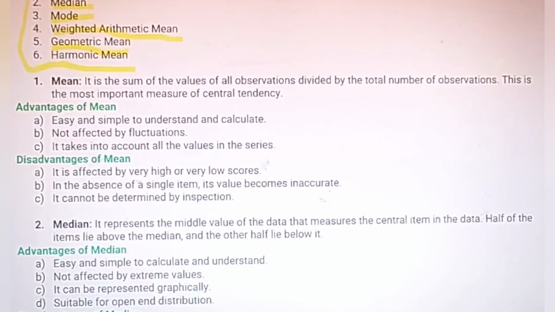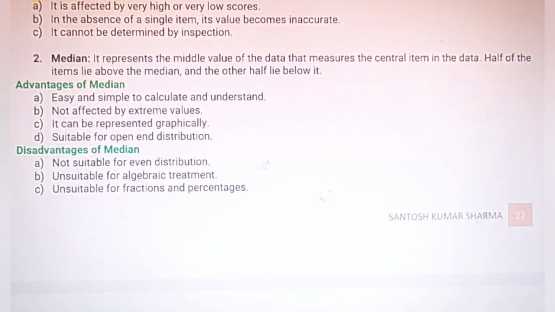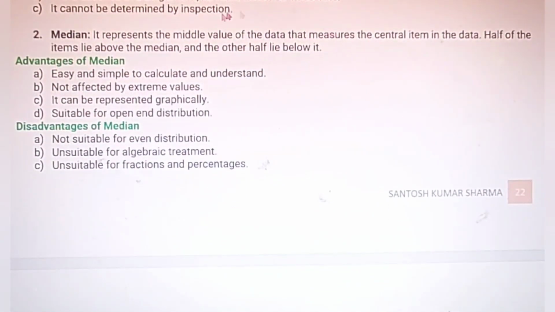We can write with our own knowledge that when you want to define mean, it is the sum of all the values of observations divided by the total number of observations. And again, there are advantages and disadvantages of mean. This concept I have also explained in my previous video. This is a very simple one, not very difficult. You can write in your own words.